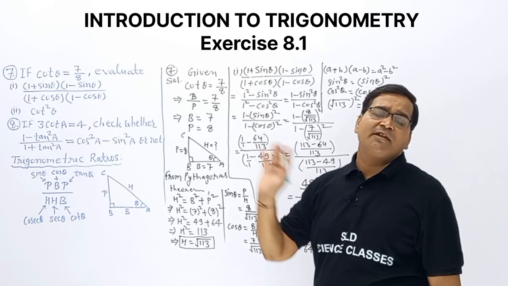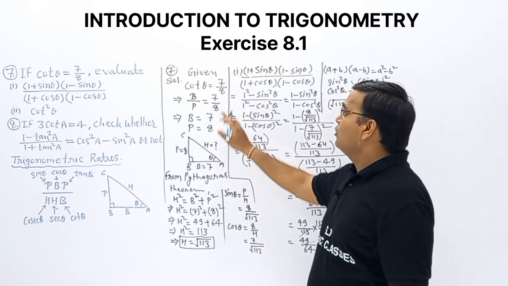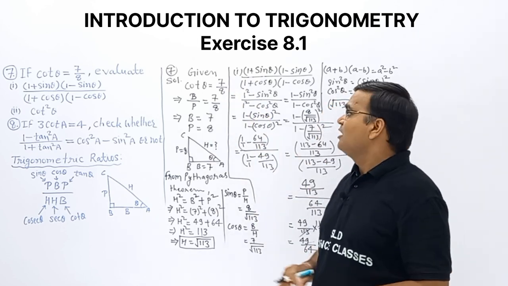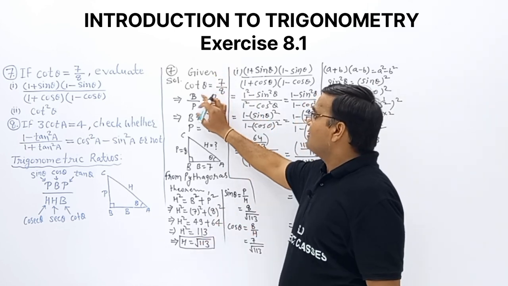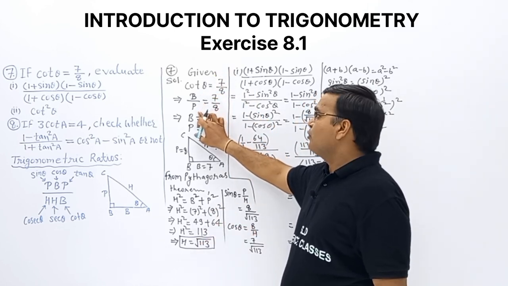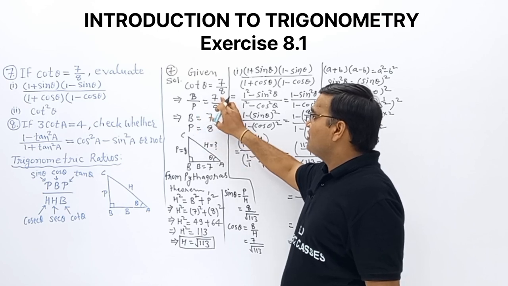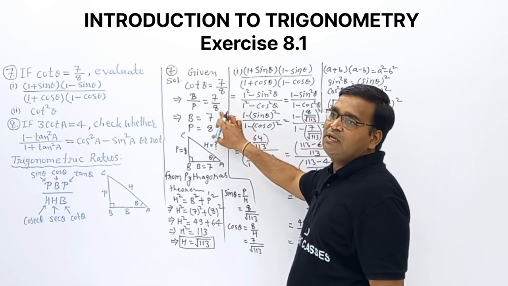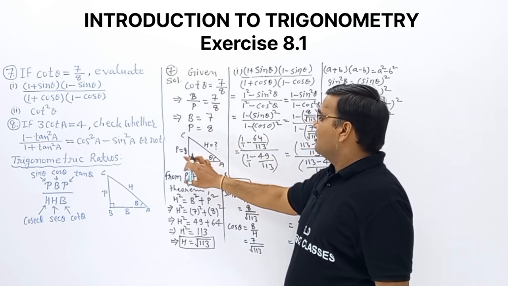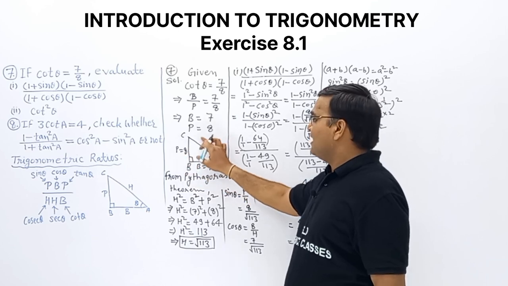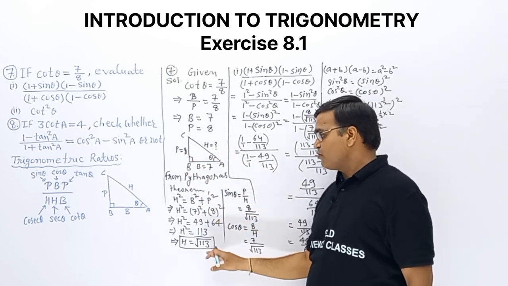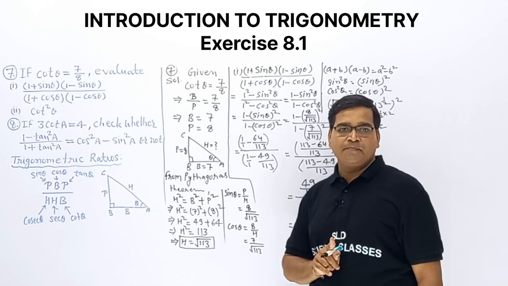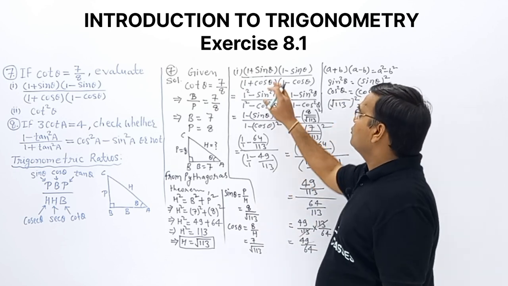We are having one ratio. What ratio we are having? Cot theta we are having. From this ratio we can obtain the remaining side. Cot theta is b upon p, base upon perpendicular. So we are having base equal to 7 and perpendicular equal to 8. We want h, so how we will find? We will use Pythagoras theorem. We are solving, we are getting this one. Clear?